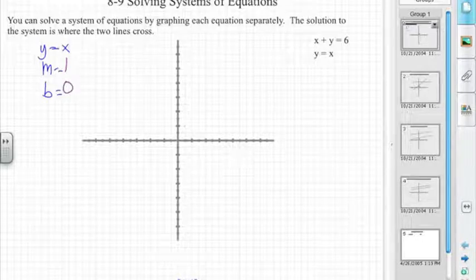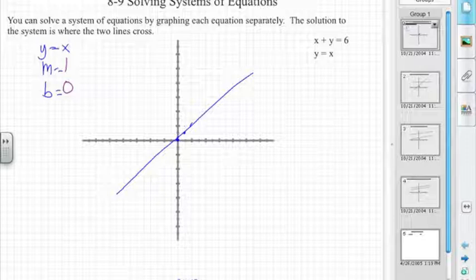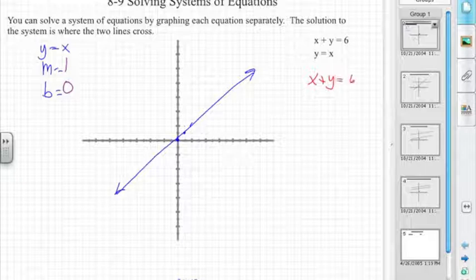So this line has a y-intercept of 0 and a slope of 1. We can put that on the graph just like this. Then I will draw this line in blue so that we have it. So there's our blue line. Put the little arrows on the end. Now we will also put x plus y equals 6 on the graph.